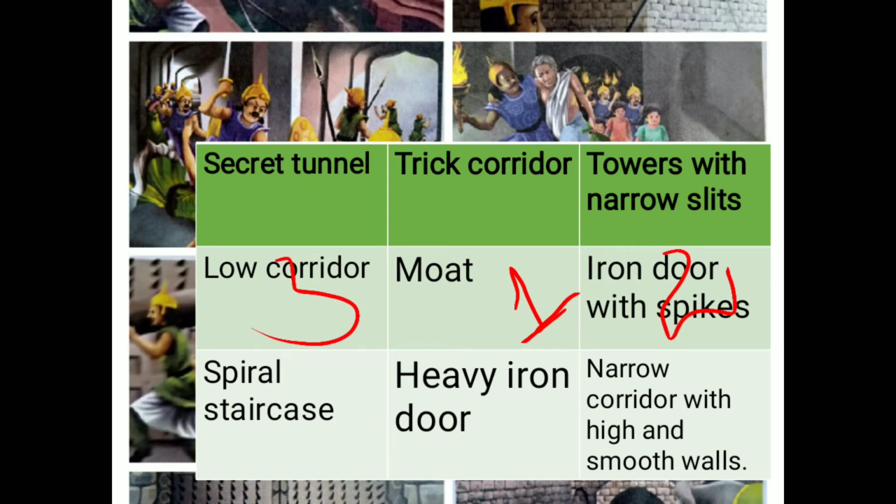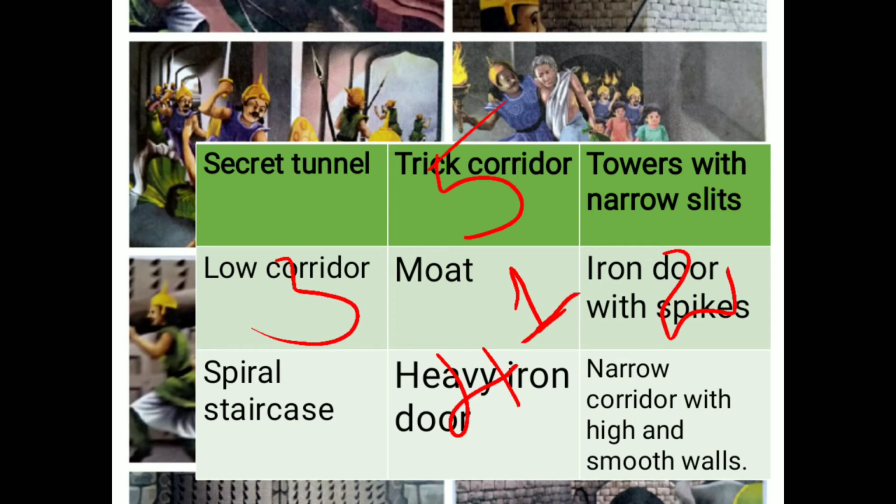Low corridor. That's your number 3. And then what is the number 4? Yeah, it is what? Heavy iron doors, which is given in your page number 34. Heavy iron doors is your number 4. Which part is your number 5? Yeah, it is trick corridor. Trick corridor is our number 5.